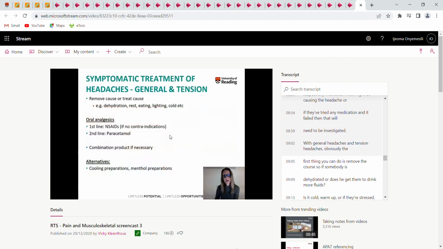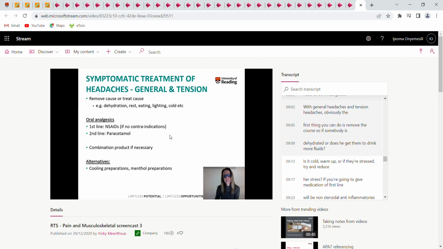With general headaches and tension headaches, obviously the first thing you can do is remove the cause. So if somebody's dehydrated, get them to drink more fluids. If they're cold, warm up, or if they're stressed, try and reduce their stress. If we're going to give medication, first line will be non-steroidal anti-inflammatories, as long as there's no contraindications, and second line paracetamol. If needed, you can give a combination product.